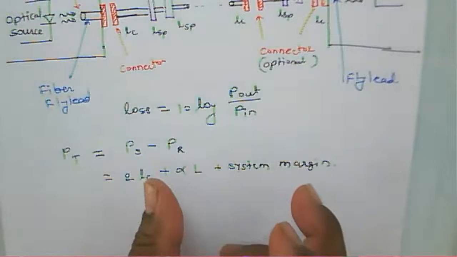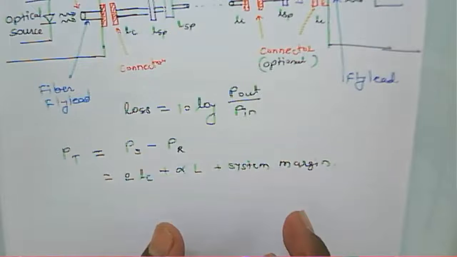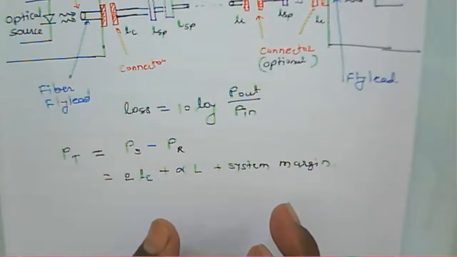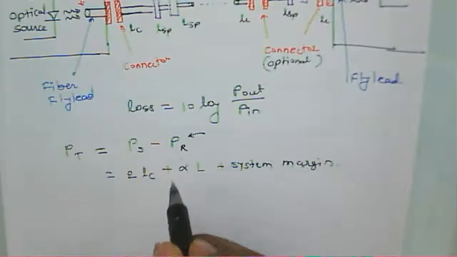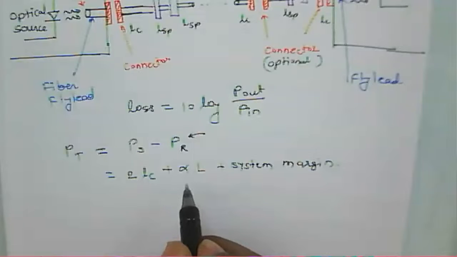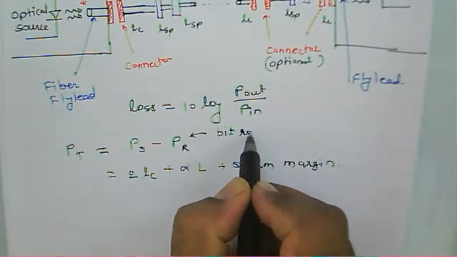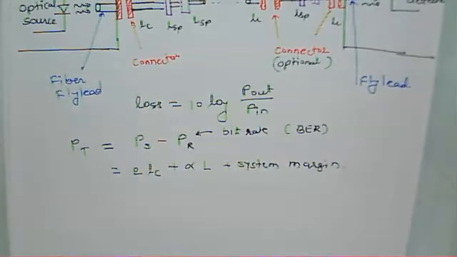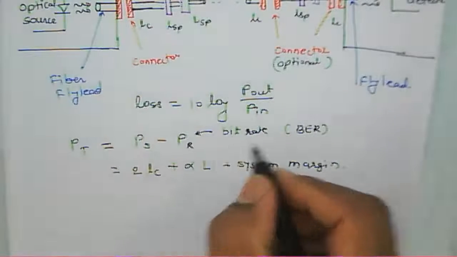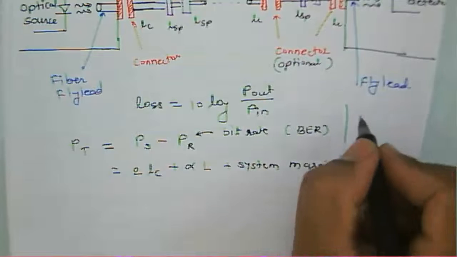And that will be the total loss for a given link. Then, receiver sensitivity: we say that receiver sensitivity depends upon the bit rate. It means we can say that it depends upon the BER, because we generally use the formats return to zero and non-return to zero.